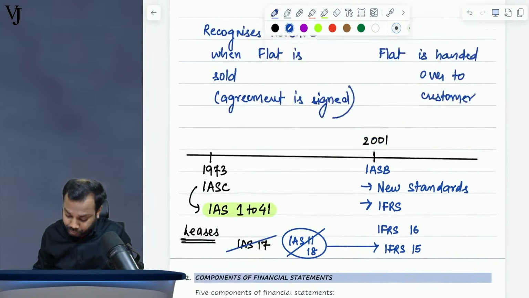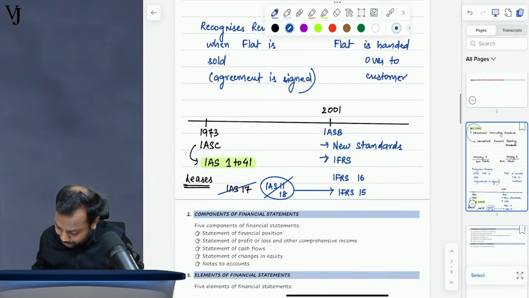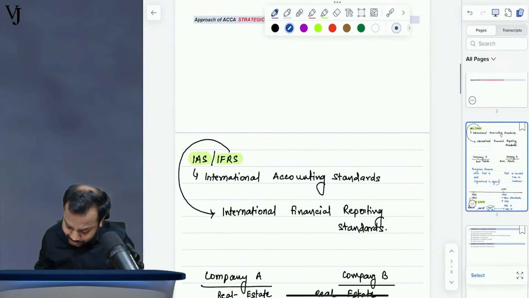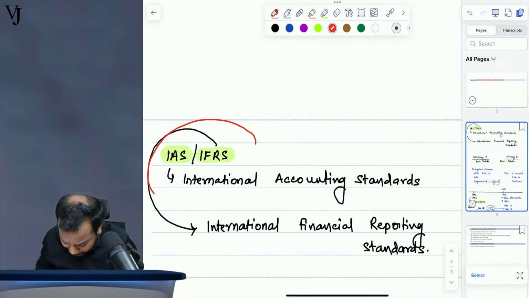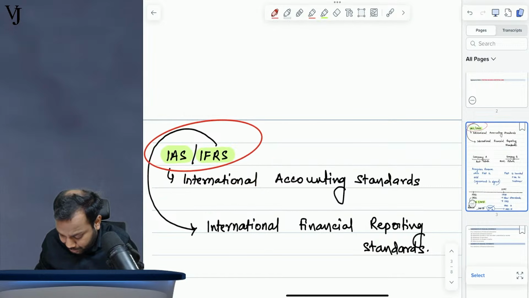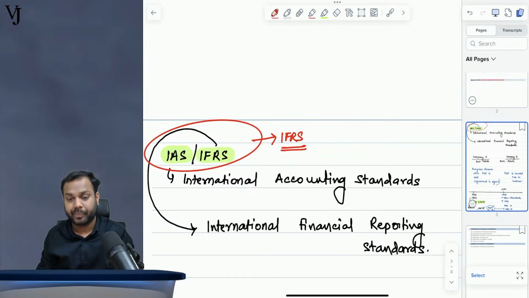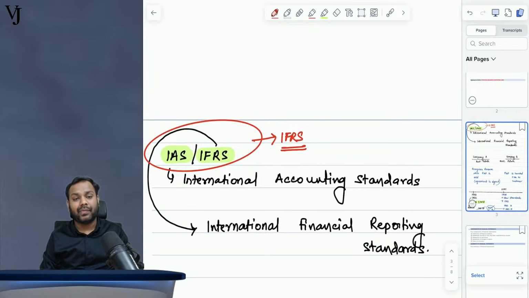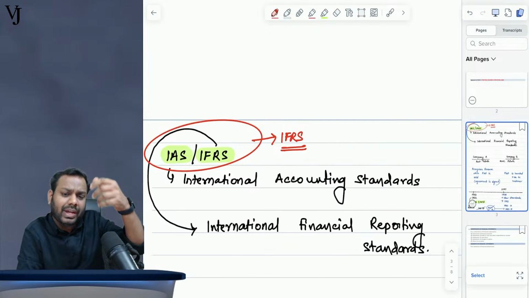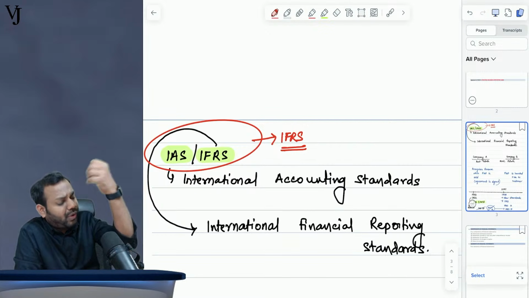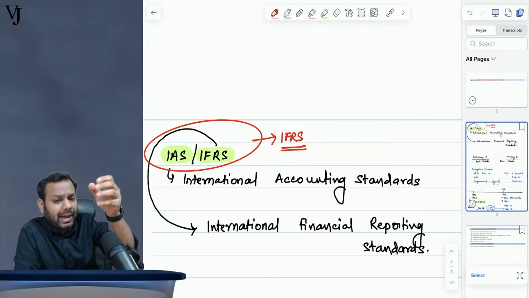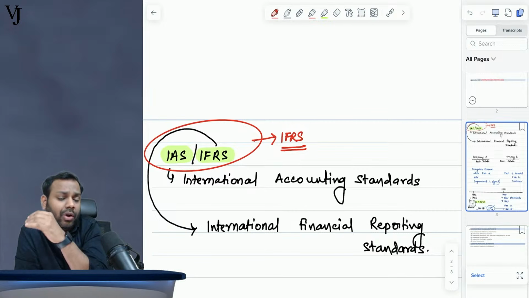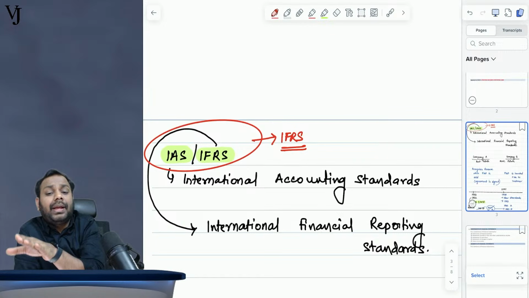So now we can say that IAS and IFRS cumulatively are called IFRS. For some transactions we are still applying IAS, and for some transactions we are not applying IAS but rather IFRS.